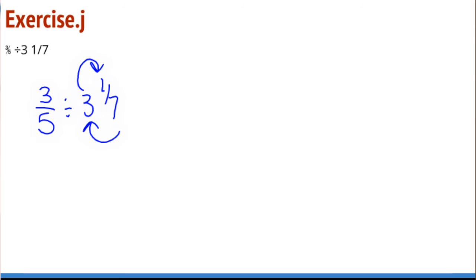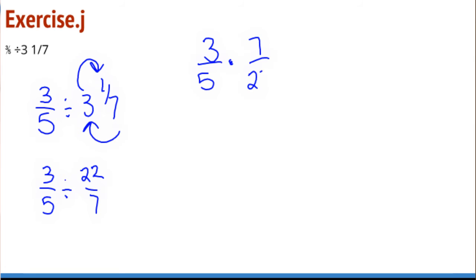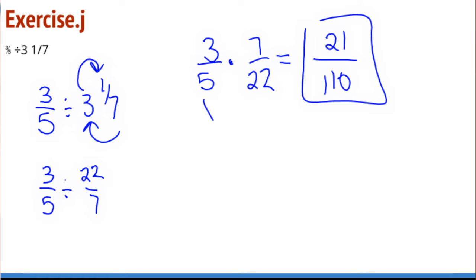All right, 3/5 divided by 3 1/7. 7 times 3 is 21, plus 1 is 22/7. 3/5 divided by 22/7 is 3/5 multiplied by 7/22. Nothing I can simplify there. 3 times 7 is 21, and 22 times 5 is 110. 21/110.